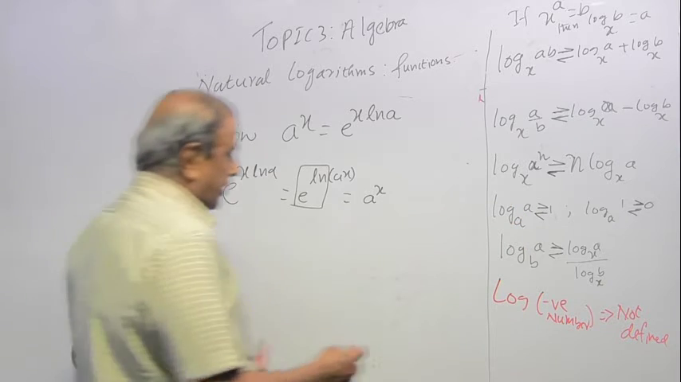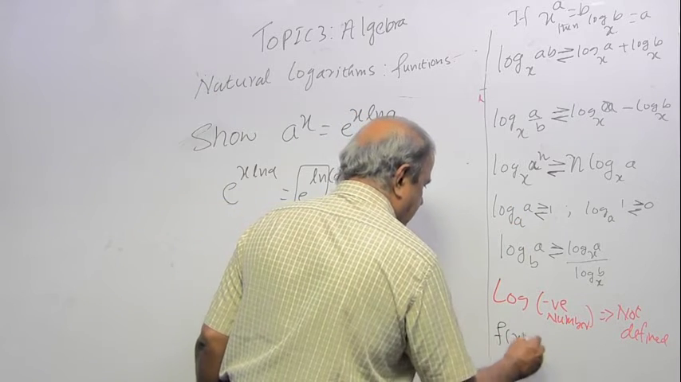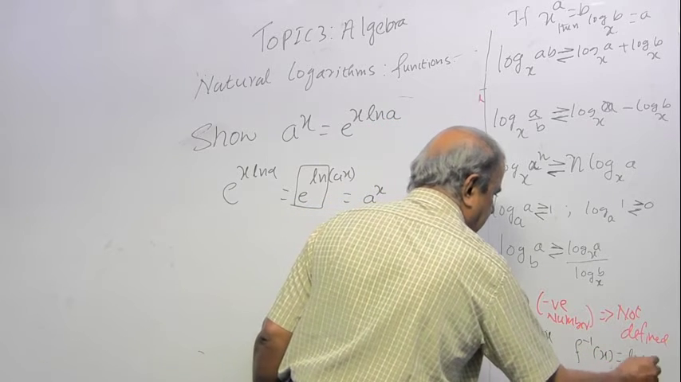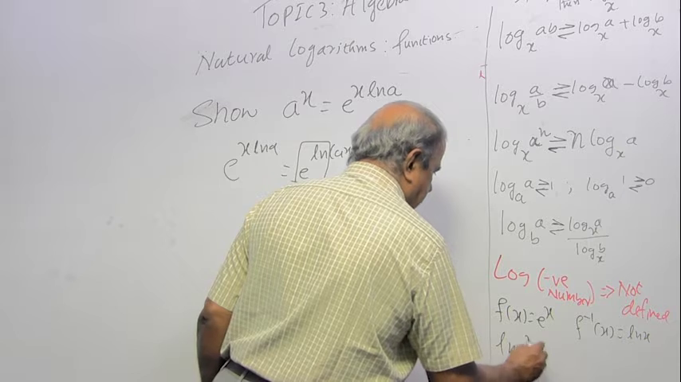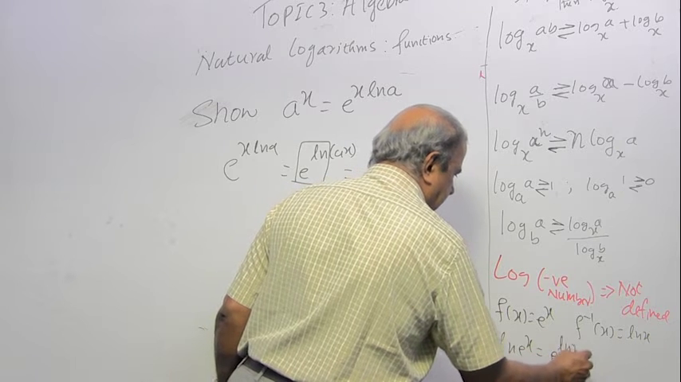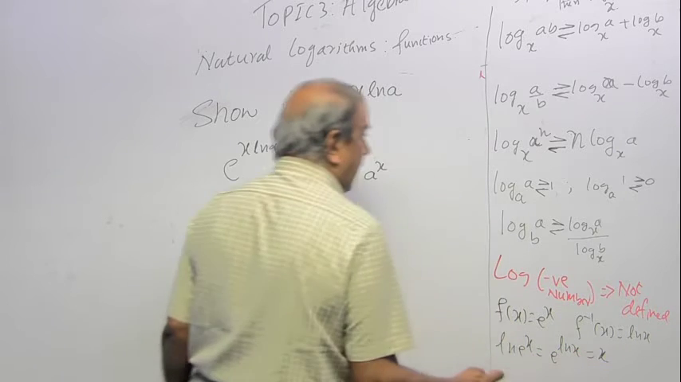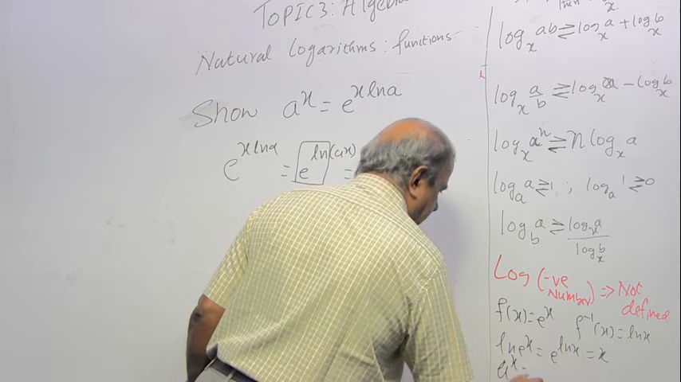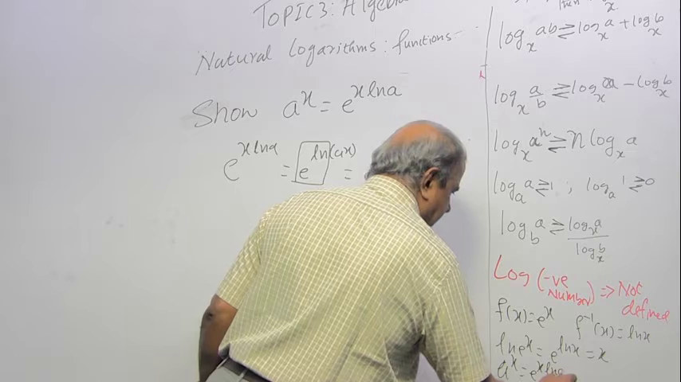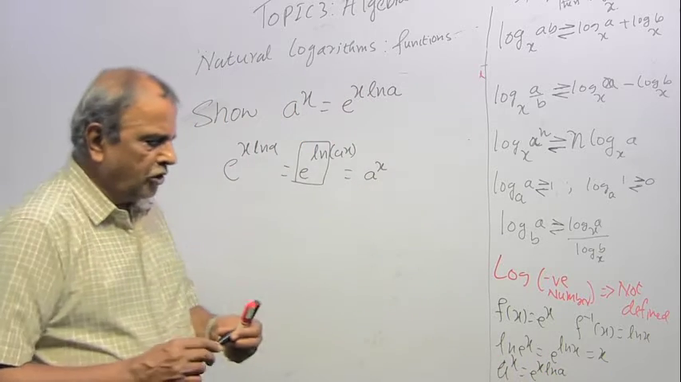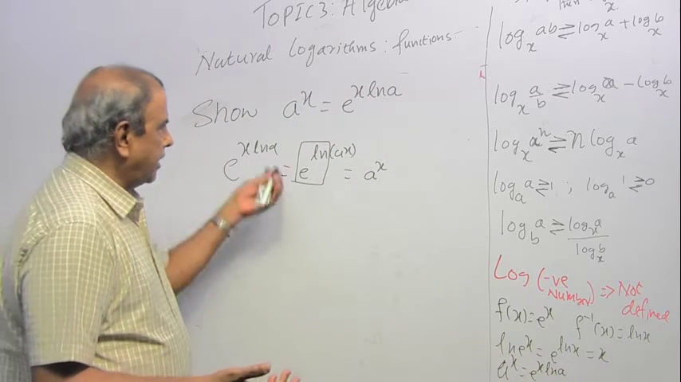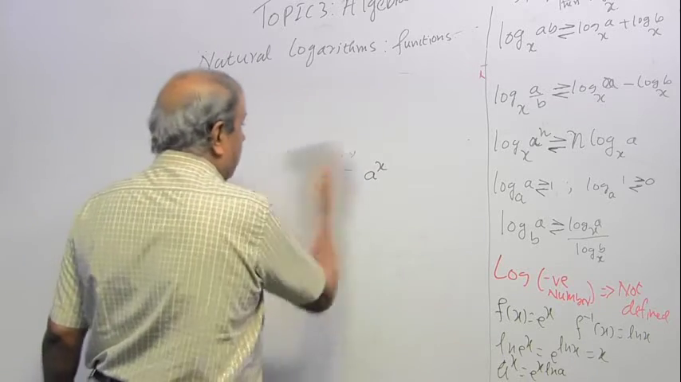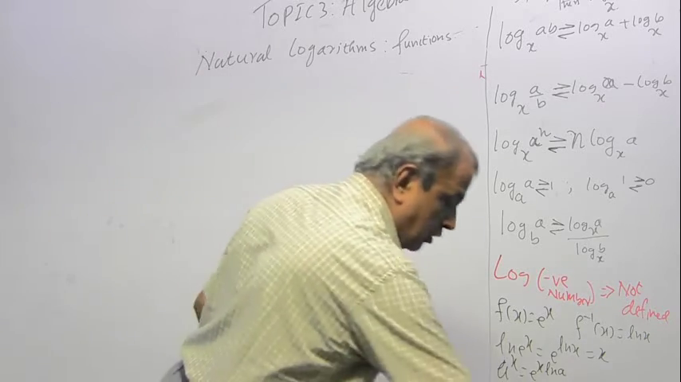So, let me put all those things here. f of x equal to e power x, f inverse of x equal to ln x, ln e power x equal to e power ln x equal to x, and the most important thing, I'll put it here, a power x equal to e power x ln a. I don't know whether I'll be using these, but I thought I would show you so that you remember these things. It will be in the handout which I'm giving you, so it shouldn't be a problem.